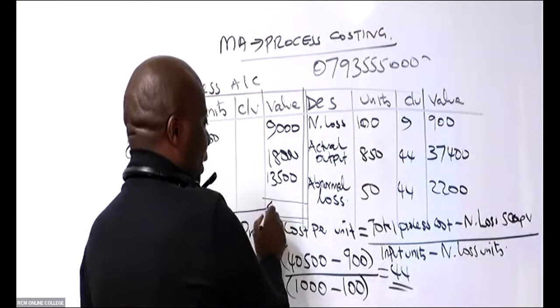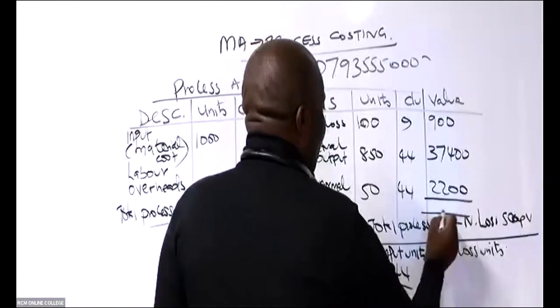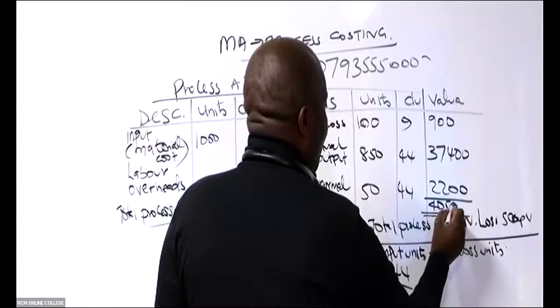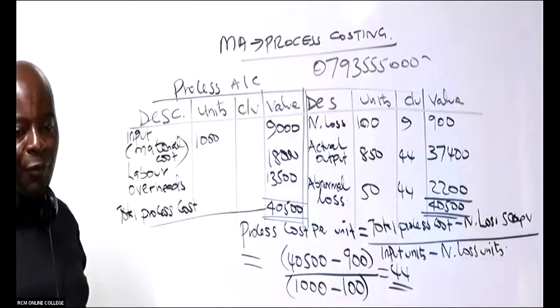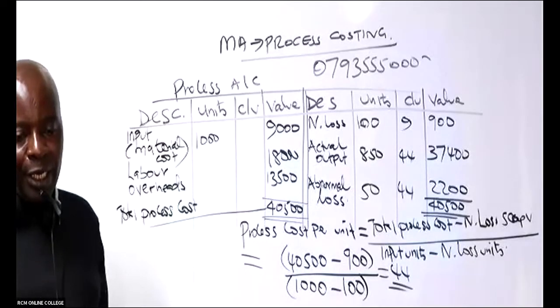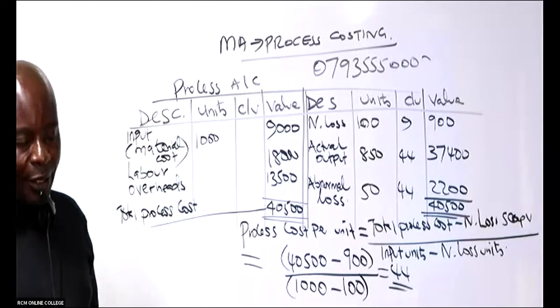You see, you have told me that this is 4,500. So if you are correct, when you add this side, we should also be able to get 4,500. Is that okay, ladies and gentlemen? Great, thank you so much.